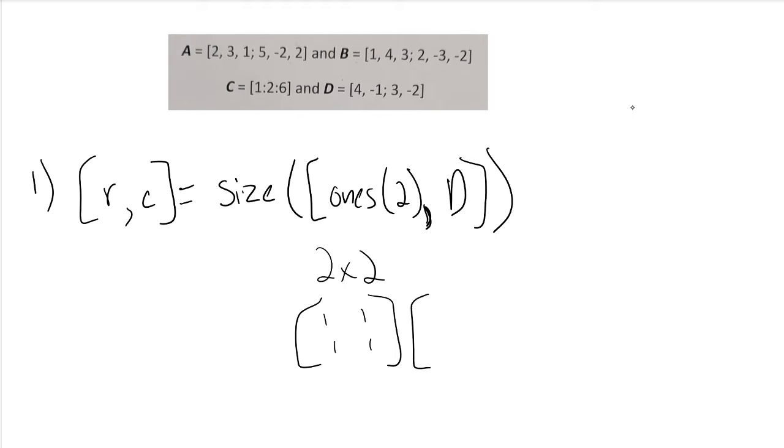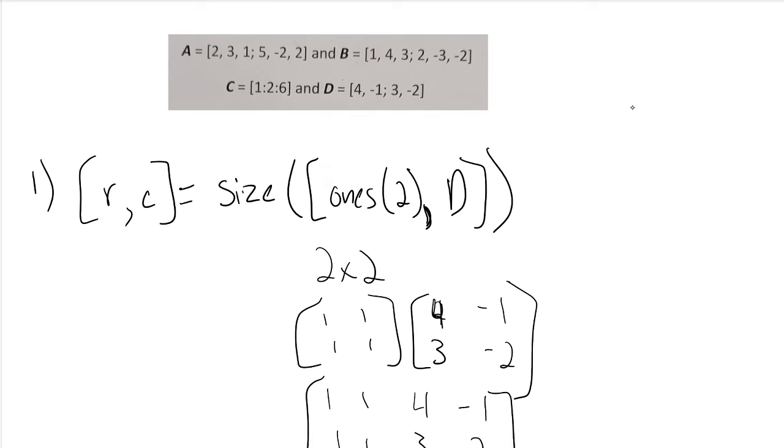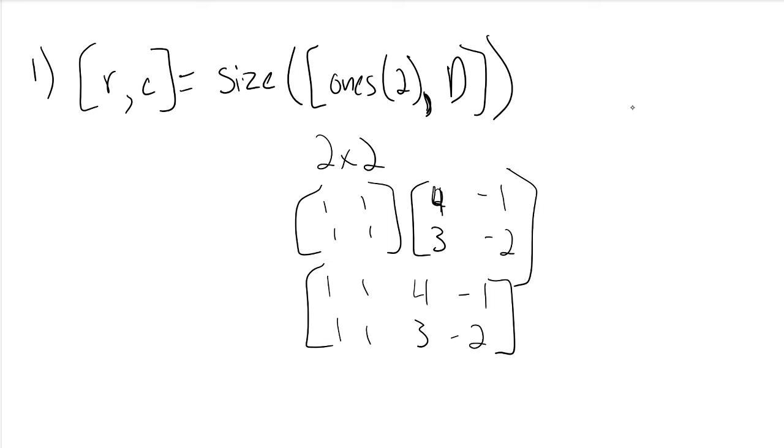And then my D matrix is, as said above, 4, negative 1. That's not a 4. 3, negative 2. And so this is going to combine to be a 2 row by 4 column matrix. So stored in R is going to be our number of rows, which is 2, and then stored in C is going to be our number of columns, which is 4. So R equals 2, C equals 4. All right, moving on to number 2.